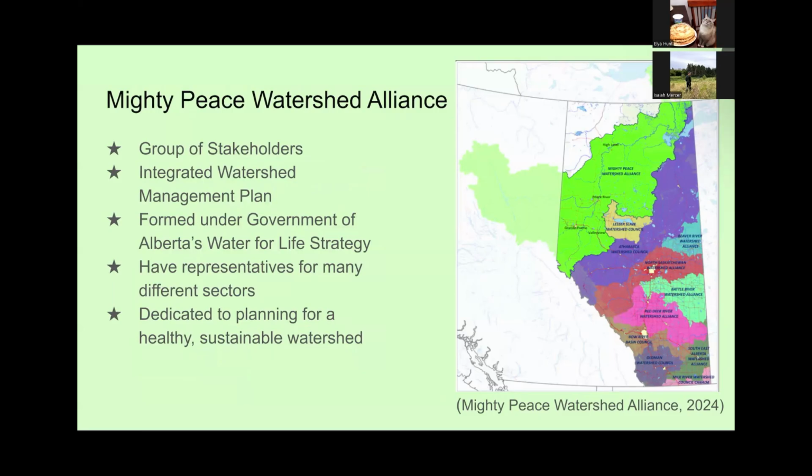Mighty Peace Watershed Alliance is a group of stakeholders formed under the Government of Alberta's Water for Life strategy. They have representatives from many different sectors, including different industries and different Treaty 8 First Nations that live along the watershed. They also take part in creating an integrated watershed management plan for the Peace River that is dedicated to planning for a healthy, sustainable watershed through multiple ongoing projects.